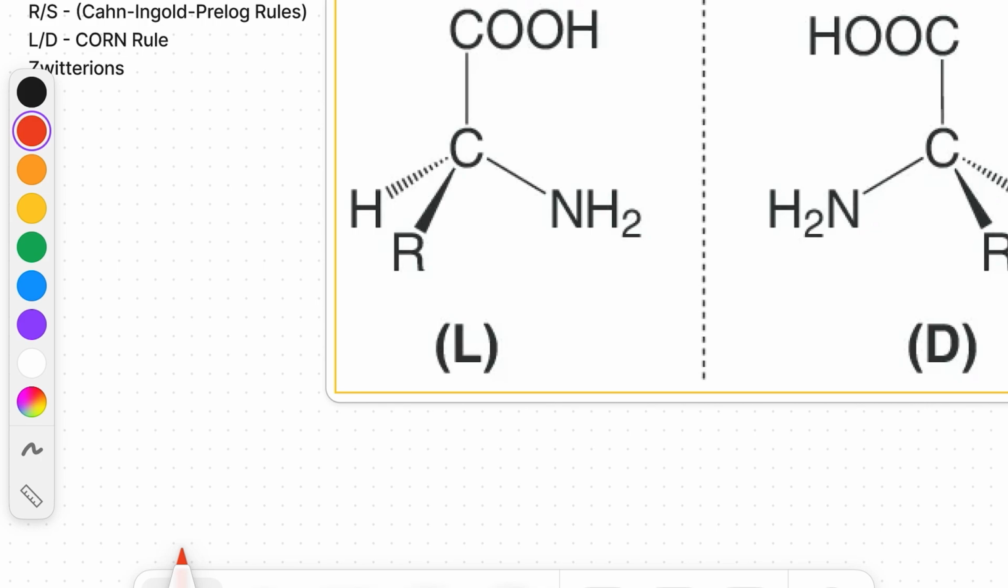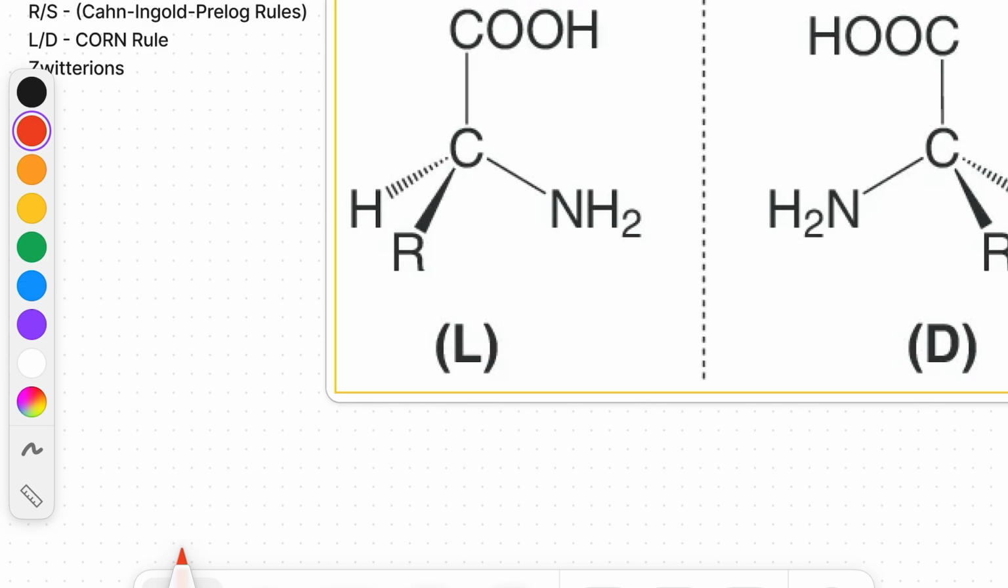R and S configuration is determined by the Cahn-Ingold-Prelog rule. So if you want to look more into that, check that out. But for now, I'm just going to leave the R and S where they were, what we talked about in the last episode, because if I were to talk more about it, it would be more of an organic chemistry type of deal, which I don't want to get too much off topic. So I'm just going to leave it at that. But L and D configuration is really, really quick, so I did want to go over that.